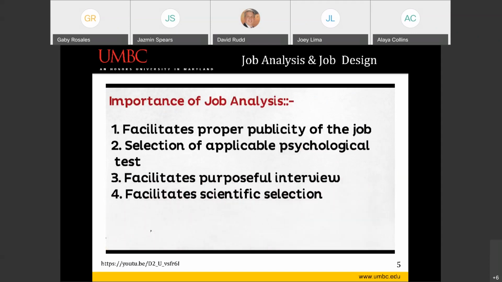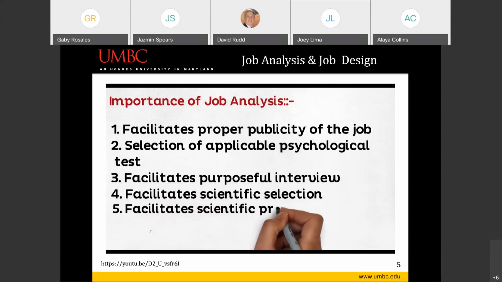Here's where job design comes in handy. If the position requires technical competency, using job design, a training can be set up for a new employee and their competency can be assessed prior to starting the job. Number 5, facilitates scientific promotions and transfer. Now let's revisit job design.